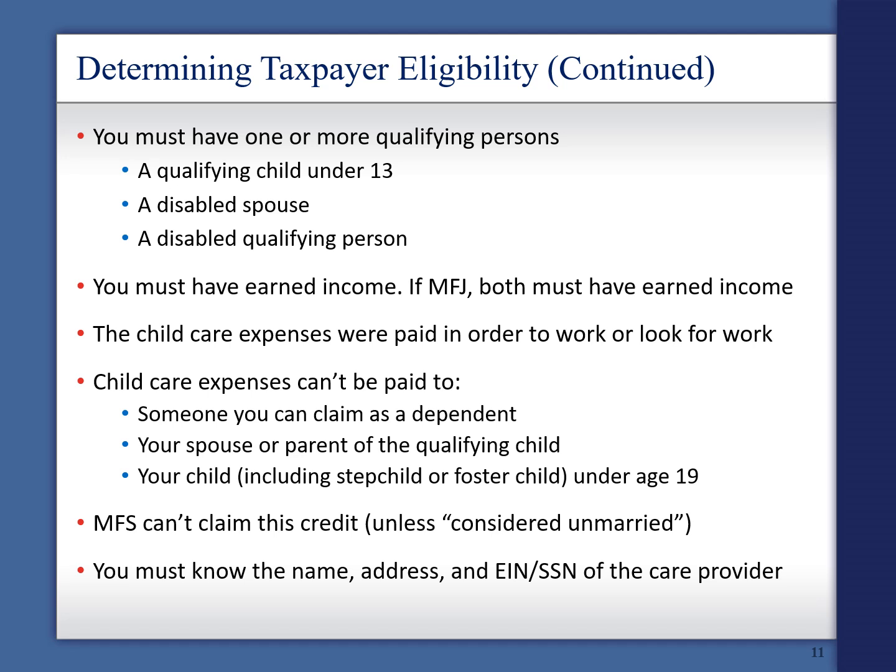Unless considered unmarried, you can't be married filing separately. You must know the contact info for the provider, including EIN or Social Security number. You can attach a due diligence statement if you can't get this information, but that is a very rare case.